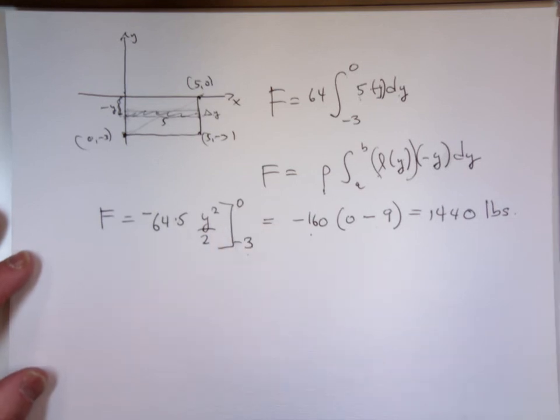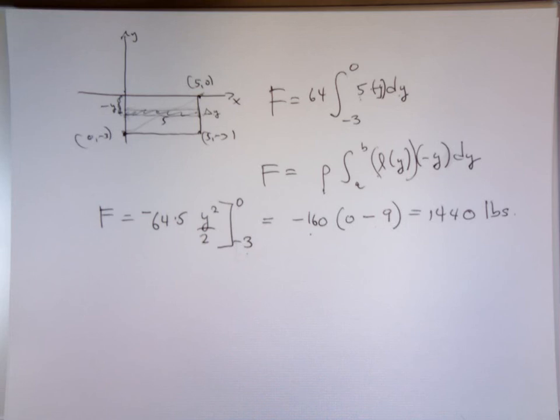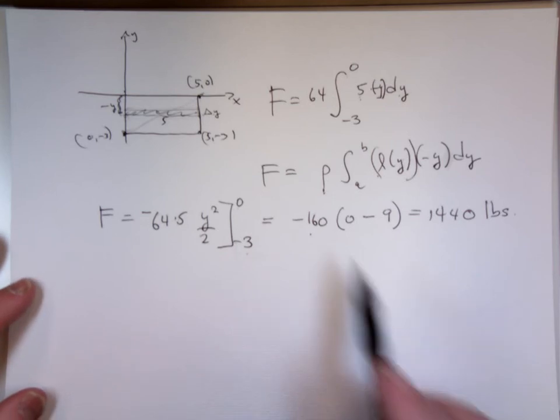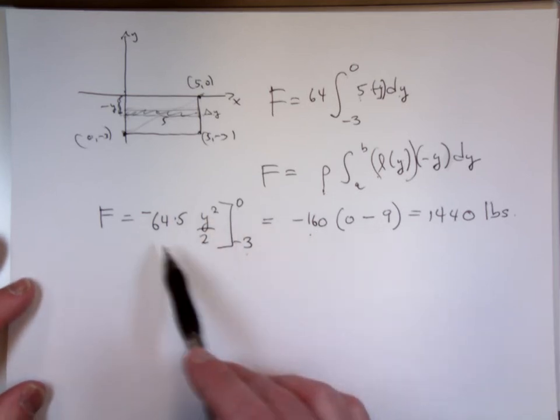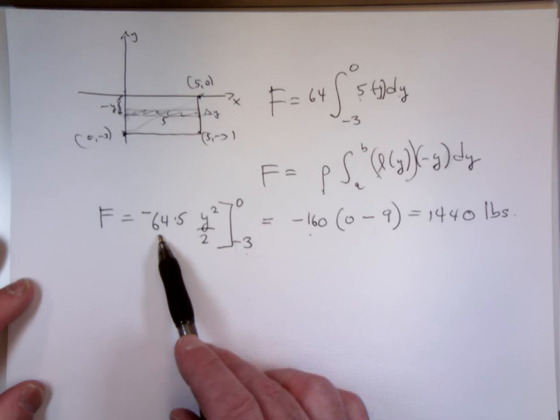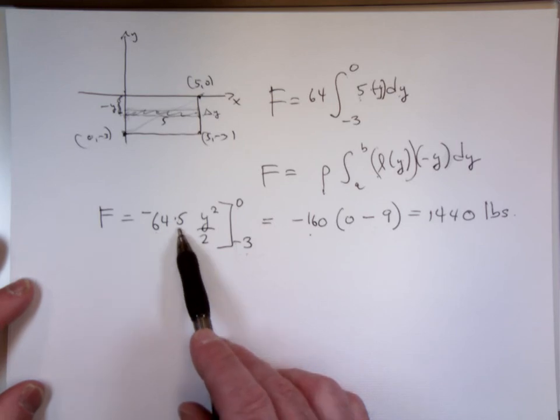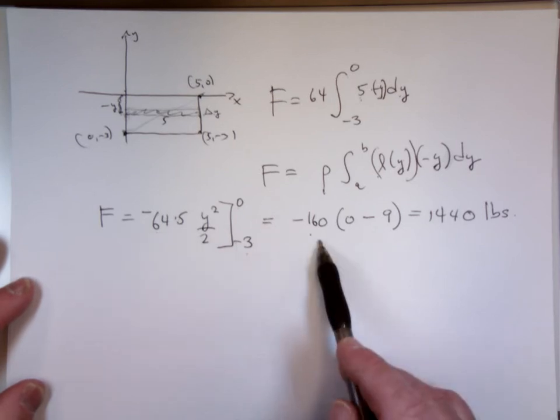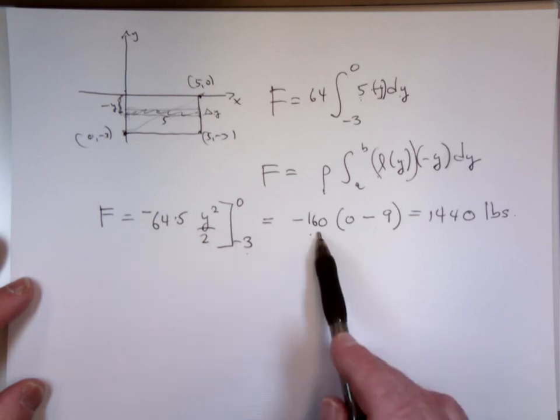How'd you get the negative 160 times 0 minus 9? Here's what I did. I took the 2 into 64, 32 times. 32 times 5 is a -160. That's that -32 times 5. And then I put a 0 in here to get 0. I put a -3 in here to get the 9.